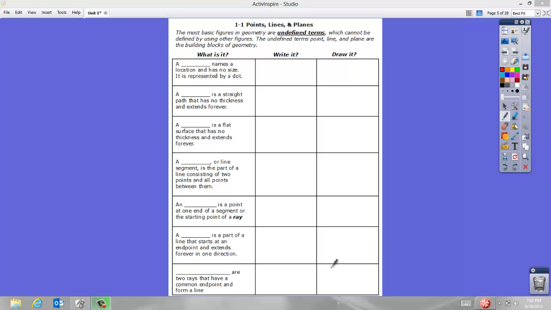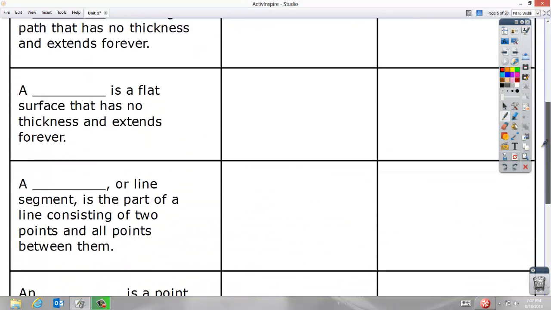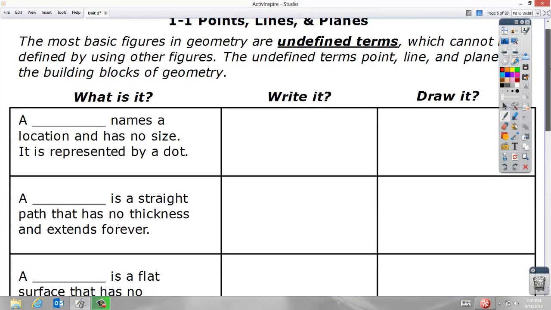So let's go ahead and get started. I'm going to change the size of the screen here, so don't worry about that. You'll still be able to see everything. I'll scroll up and down. You'll be able to see everything that I do.